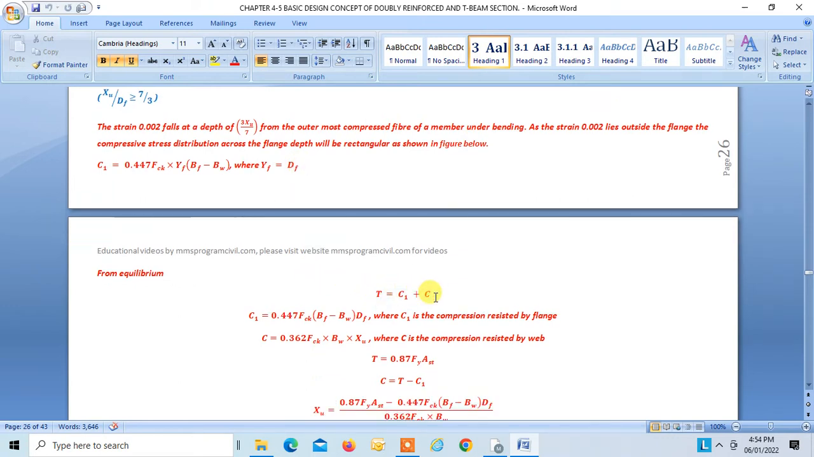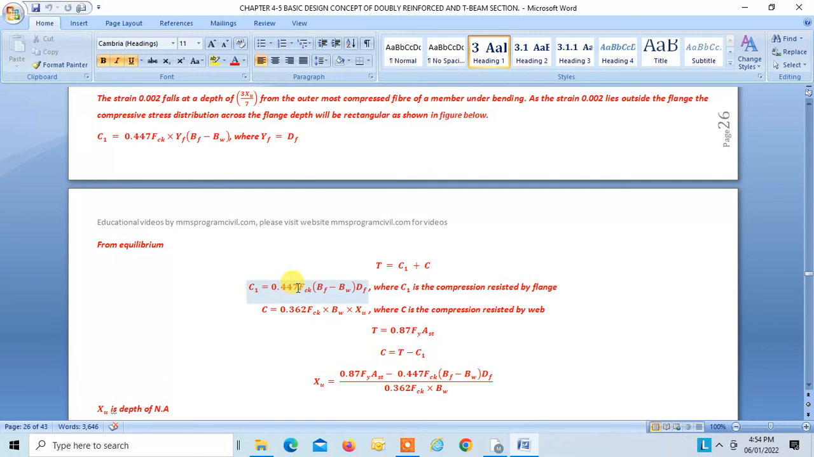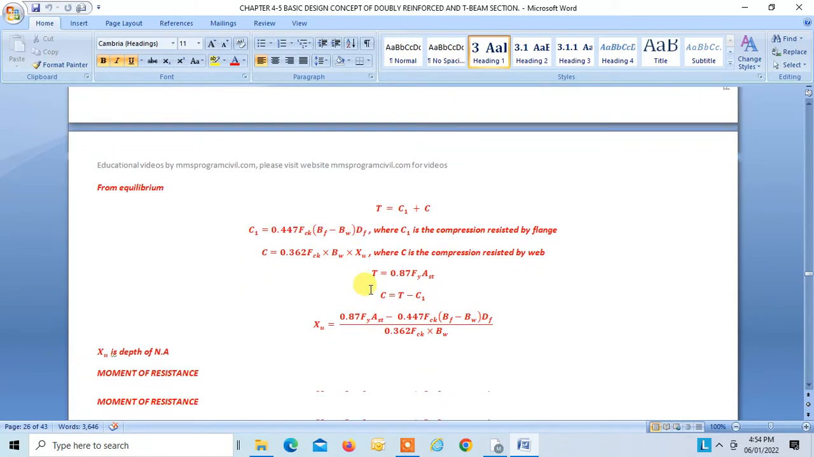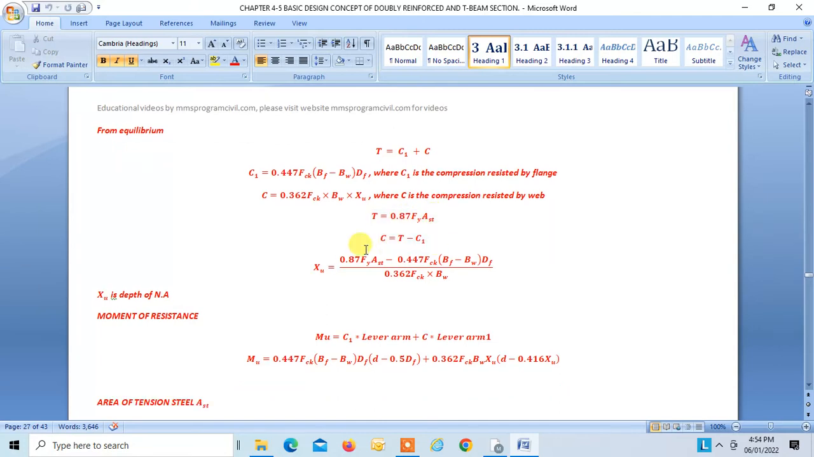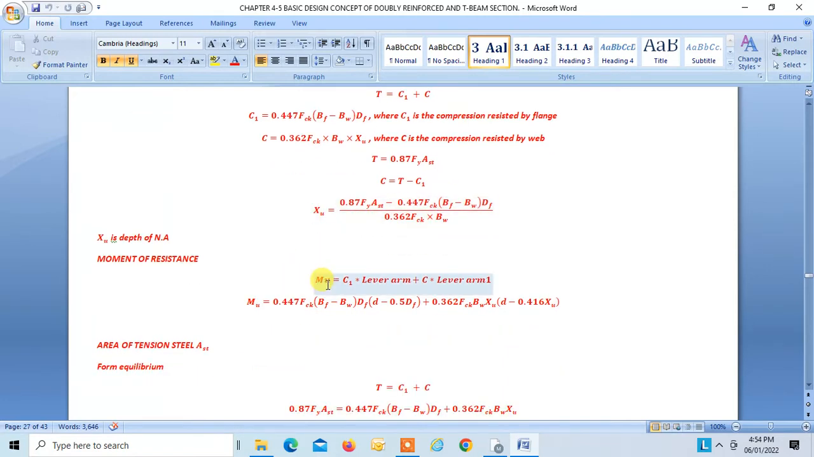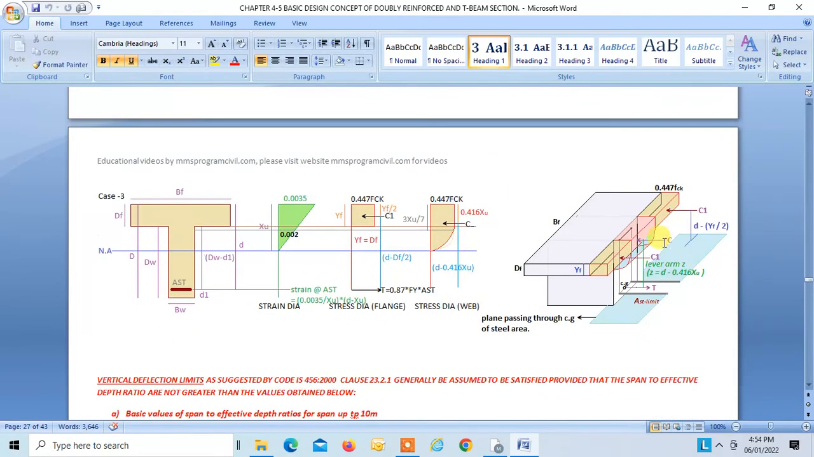So we know T is equal to C1 plus C. C1 we know is 0.447 FCK, BF minus BW into DF. C we know it is 0.362 FCK, BW into XU. T we know it is 0.87 FY AST. C is equal to T minus C1. This is T, this is my C1, this is your C. You can find XU. For the moment you can take C1 into lever arm plus C into lever arm. C1 you know, lever arm you know, C you know, lever arm you know.